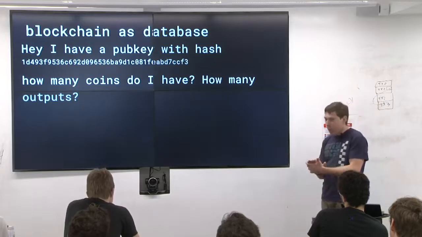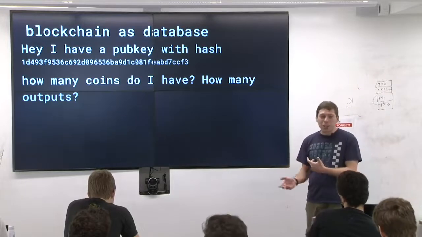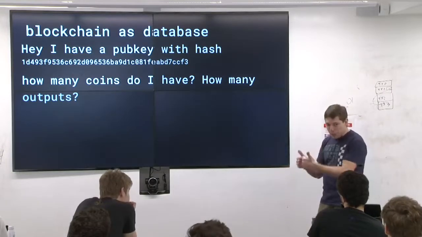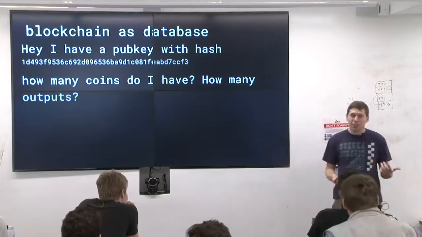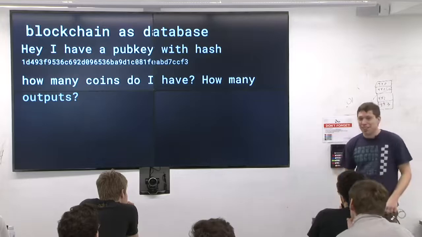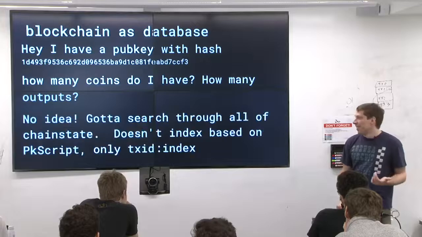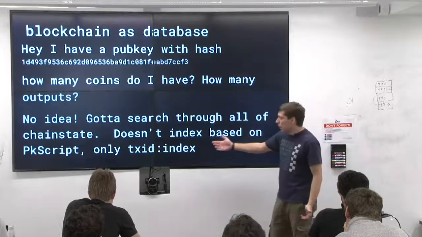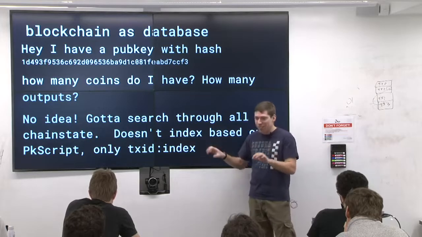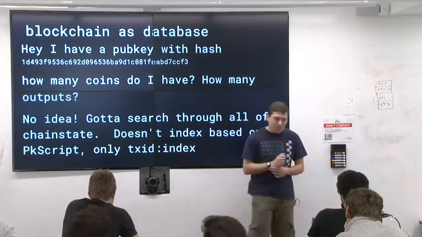Everyone says, keep your private keys. So I have my private key. But all this data and all this blockchain stuff, I lost my computer, but I have my private keys. I got my money. How many coins do I have? How many outputs? What do you think the full node will tell you? Yeah. Any ideas? It'll say, I don't know. Well, you're going to have to search through everything in chainstate. And it doesn't index based on the public key script, only the transaction ID and index pair, right? It's a key-value store, and the key is this 36-byte TXID and index.